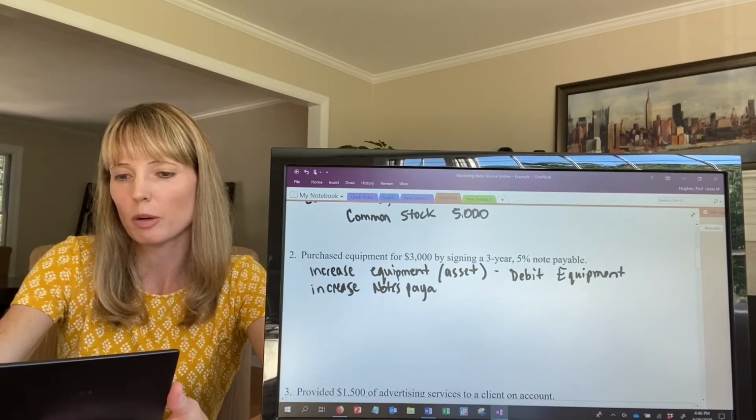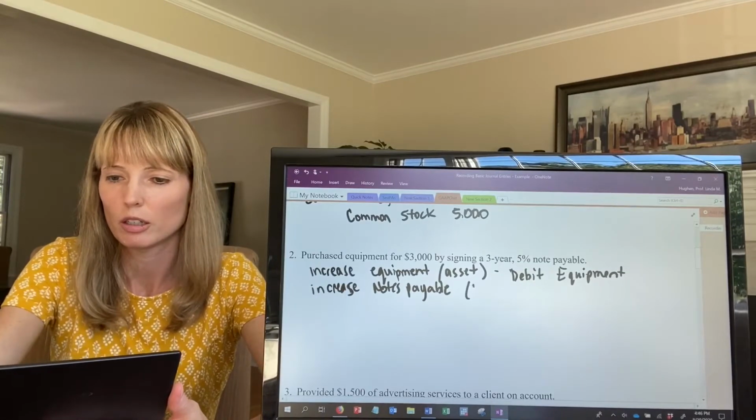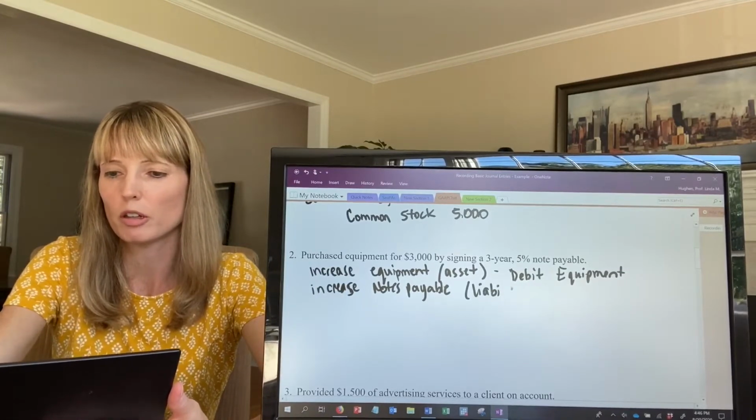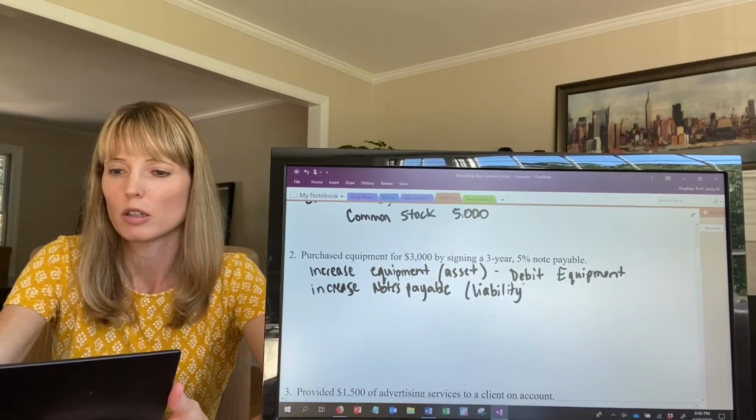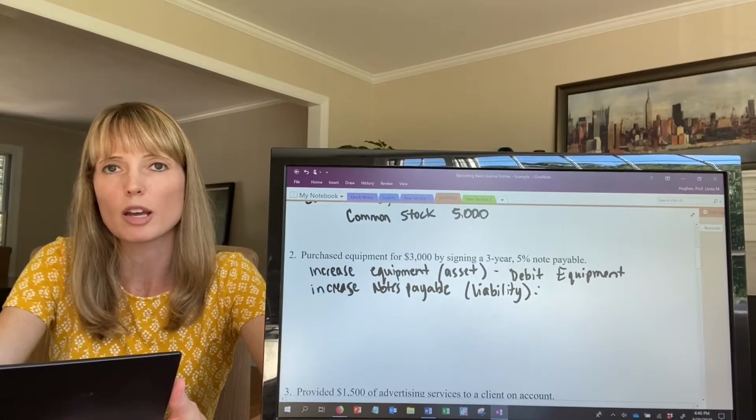And then we need to think about what type of account is that? Asset, liability, or stockholders' equity? No, notes payable are loans. So that's a liability. And how do we increase liabilities with a debit or a credit?